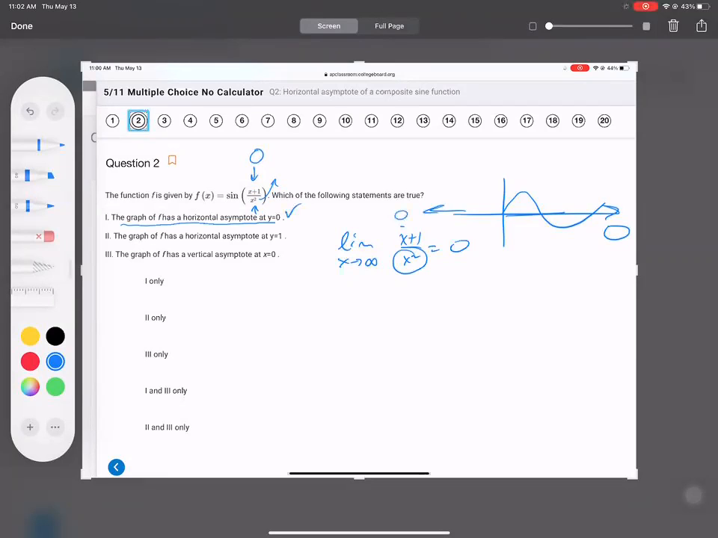Is it true that f has a horizontal asymptote at 1? No, we just said they're both going to be 0. Regardless of plus or minus, whichever direction we're going, it is still going to be 0. And then, the graph has a vertical asymptote at 0. Is that true? We know that we can't plug in 0, but does it end up with a vertical asymptote? Remember, a vertical asymptote, the graph goes to infinity. Now, is sine of infinity going to be infinity?